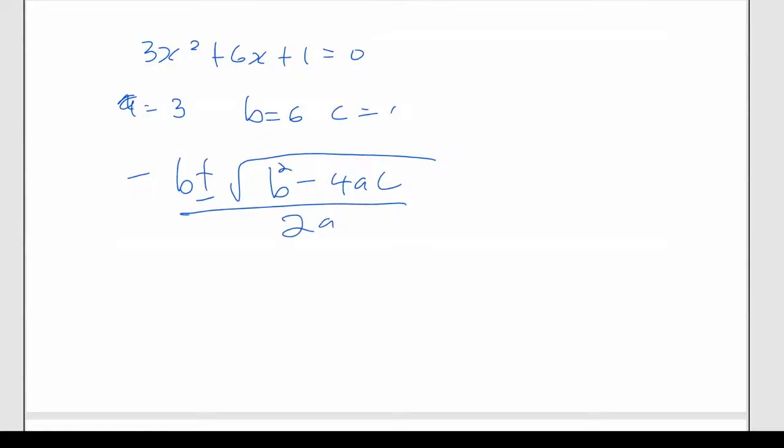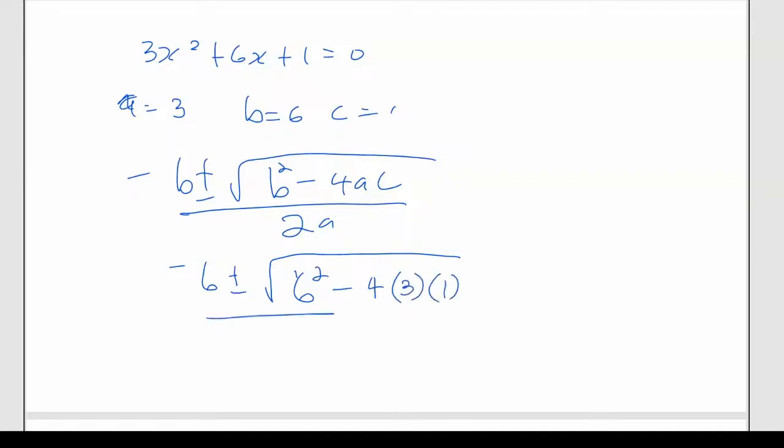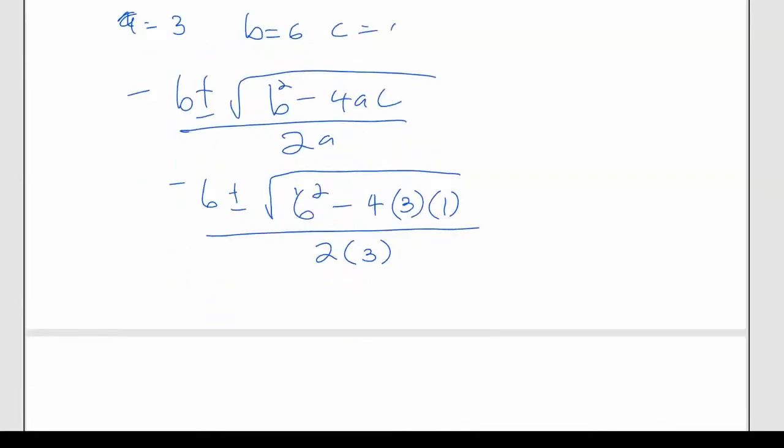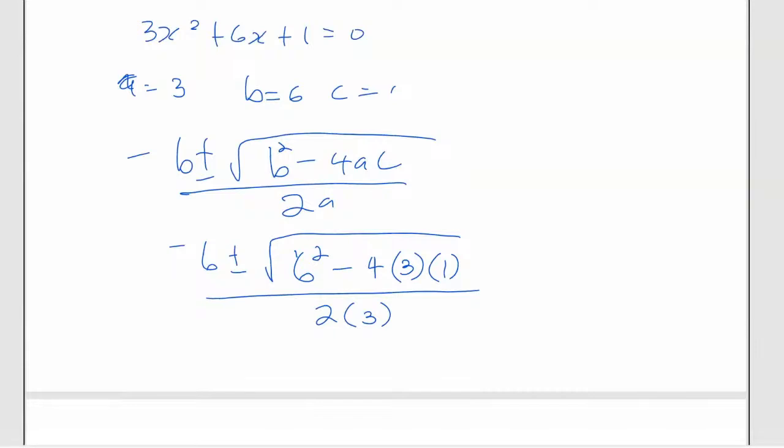So from the quadratic formula, that is negative B plus minus square root of B squared minus 4AC all over 2A. When we substitute, we're going to have a negative 6 plus minus the square root of 6 squared minus 4 into 3 times 1. Everything is over 2 into 3. Okay, so when I punch this into my calculator, the first value of x that I'm getting is negative 1,82. The other x value is going to be negative 0,182.